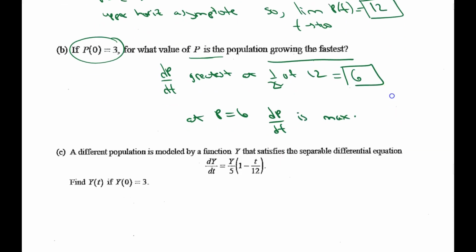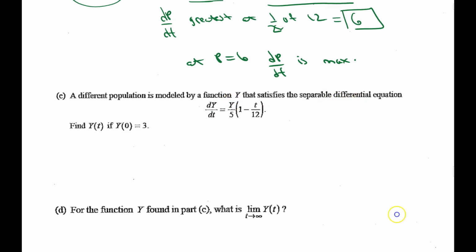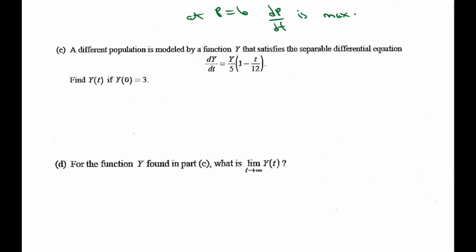Okay, let's come on down to part C. A different population is modeled by a function that satisfies the separable differential equation. Now this one, again, you have to be very, very careful. This is not a logistic differential equation. Do you see why? It's dy/dt equals 1/5 times y. That looks similar, but look over here.